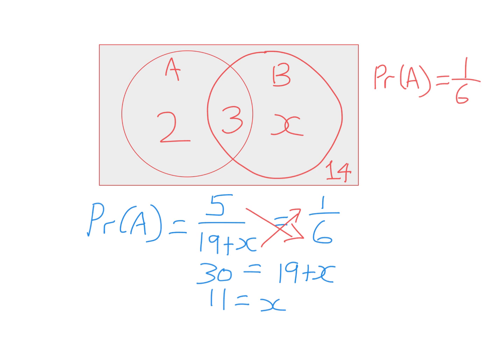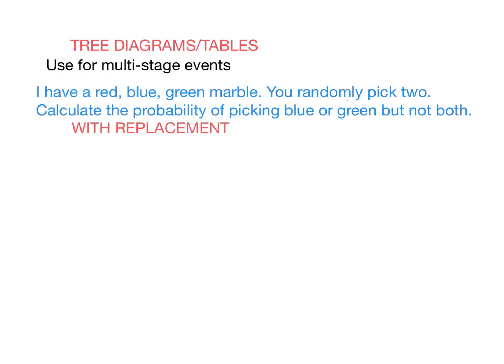All right, let's now look at multi-stage events. When we have multi-stage events, we use tree diagrams or tables. So this is a multi-stage event. Say I have a red, a blue, and a green marble. You're randomly picking 2 of those marbles. Calculate the probability of picking blue or green, but not both, if it's done with replacement. Now, with replacement here means that if you pick, say, a blue, it's replaced by another blue. It means that you can actually get 2 blue, 2 green, or 2 red.